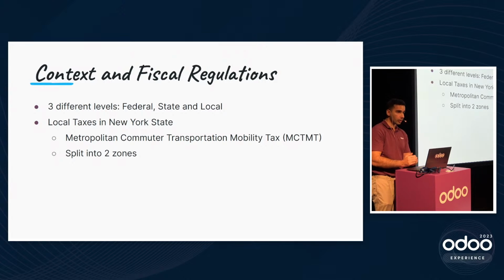And at the local level, we illustrate this with the state of New York, where we have a local tax, which is the Metropolitan Commuter Transportation Mobility Tax. This tax applies to two types of employers: the ones required to withhold New York State income tax from wages, and the ones with a payroll expense above a certain threshold within the Metropolitan Commuter Transportation District.